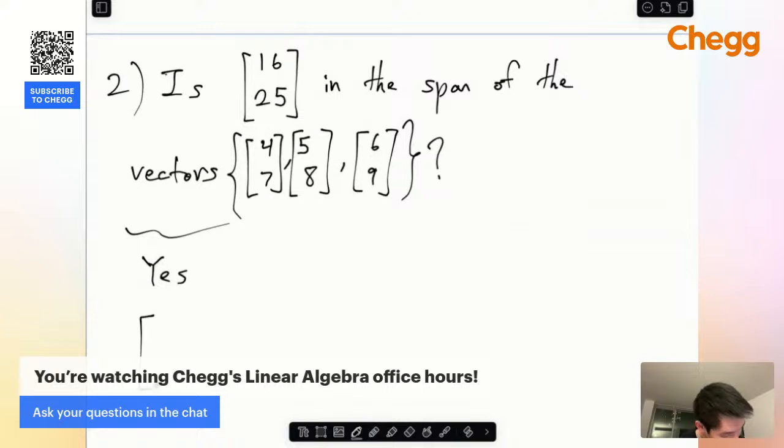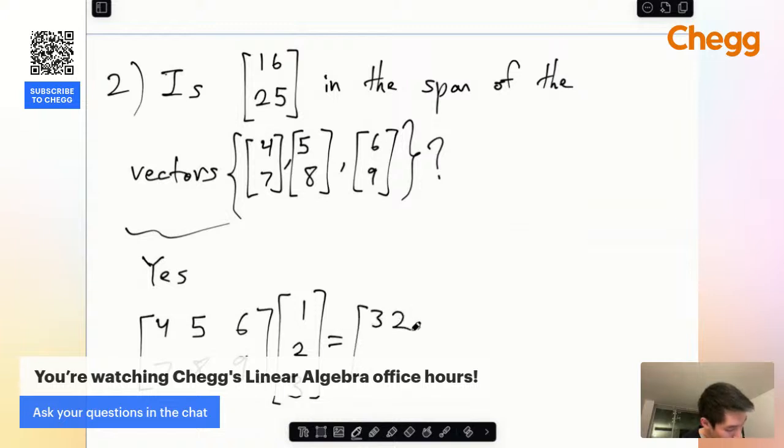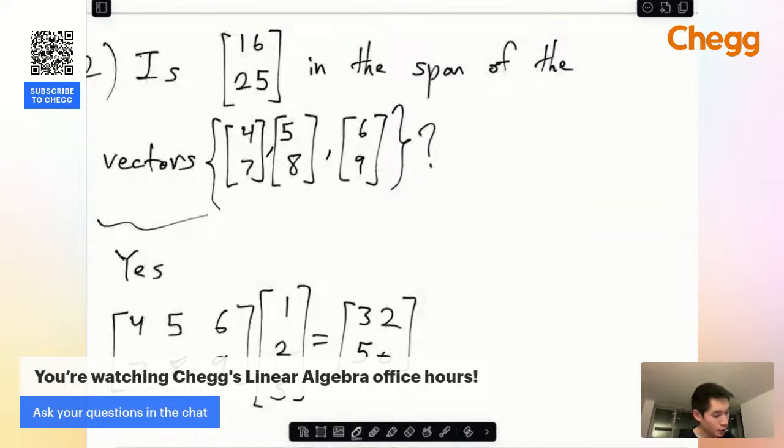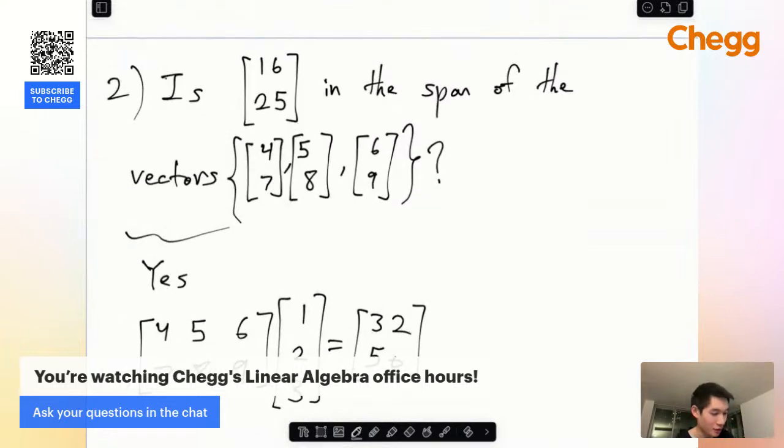We saw that this matrix 4, 7, 5, 8, 6, 9 times the vector 1, 2, 3 is equal to the vector 32, 50.